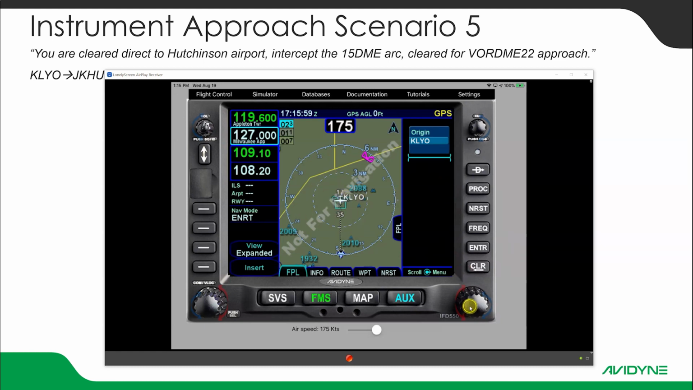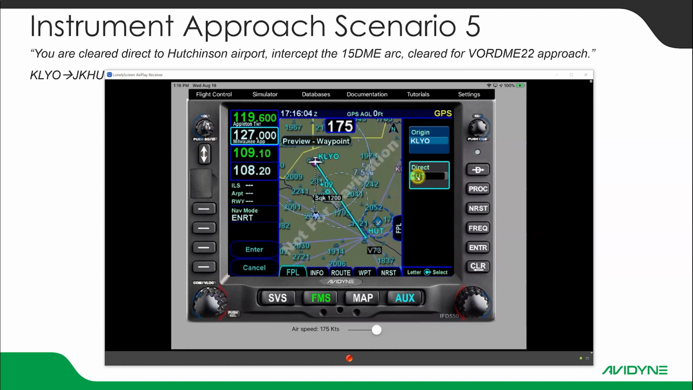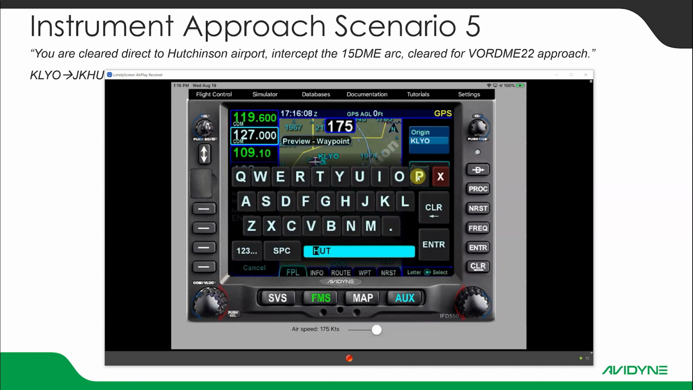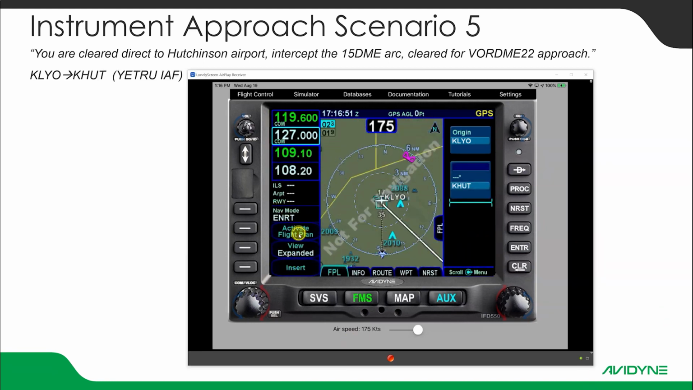Okay. Now reposition the sim. Now I'm going to hit the FMS button again. It's nominated Hutchinson VOR, but we're going to go straight to the airport. So we want KHUT. There we go. Off we go. All right, so let's activate this flight plan. All right, so now we're going to take off.